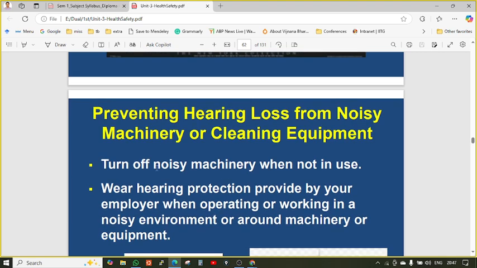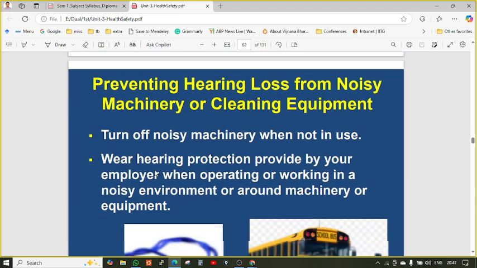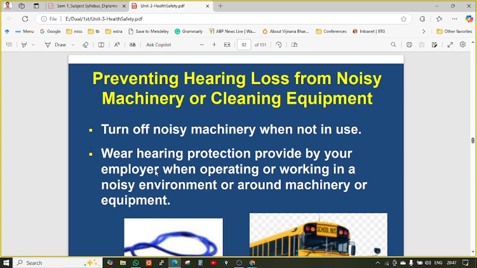Then, preventing hearing loss from noisy machinery and equipment. This mostly applies to industrial workers. Someone who works in industry for 8 hours in shifts, because they are being paid for it, is working 8 hours continuously in noisy places. So hearing loss can occur.